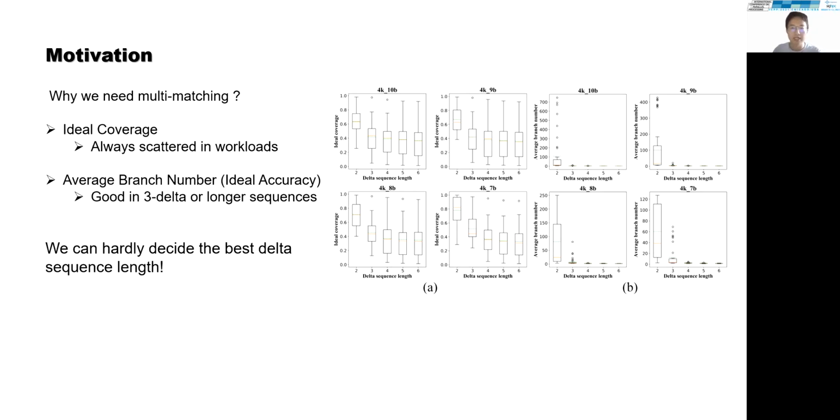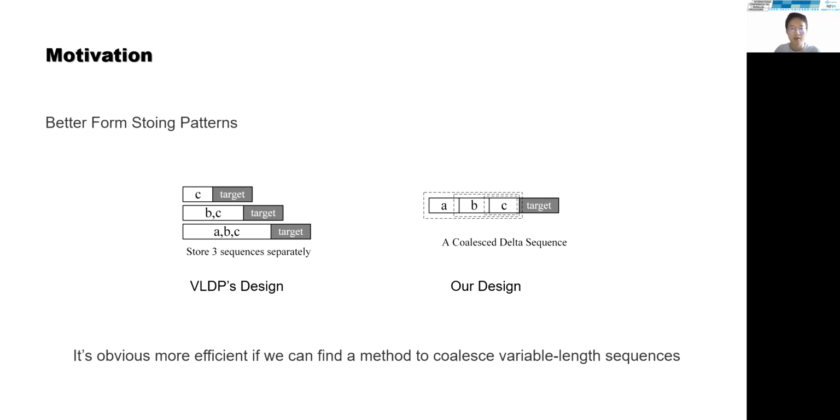According to the quantitative analysis, we can reduce the branches of accessing sequences significantly by increasing the length of delta sequences to more than 3 deltas. It is more challenging to find a suitable length providing high ideal coverage in all workloads. Therefore, we believe it is a good choice for prefetchers to capture complex patterns using variable length delta sequences and supporting multiple matching.